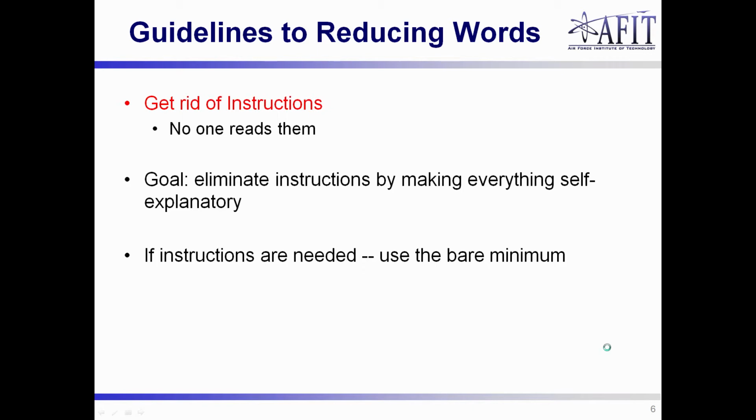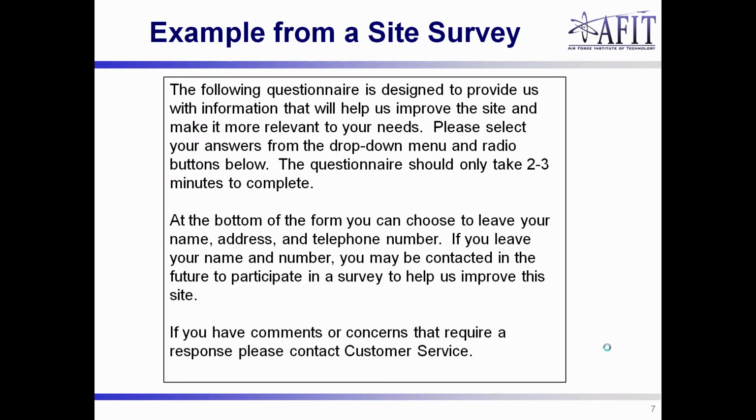So I'm going to go through an example here from a site survey. Here's what the instructions look like for this survey on this website. The following questionnaire is designed to provide us with information that will help us improve the site and make it more relevant to your needs. Please select your answers from the drop-down menu and radio buttons below. The questionnaire should only take 2 to 3 minutes to complete. At the bottom of the form, you can choose to leave your name, address, and telephone number. If you leave your name and number, you may be contacted in the future to participate in a survey to help us improve the site. If you have any questions or comments that require a response, please contact customer service.